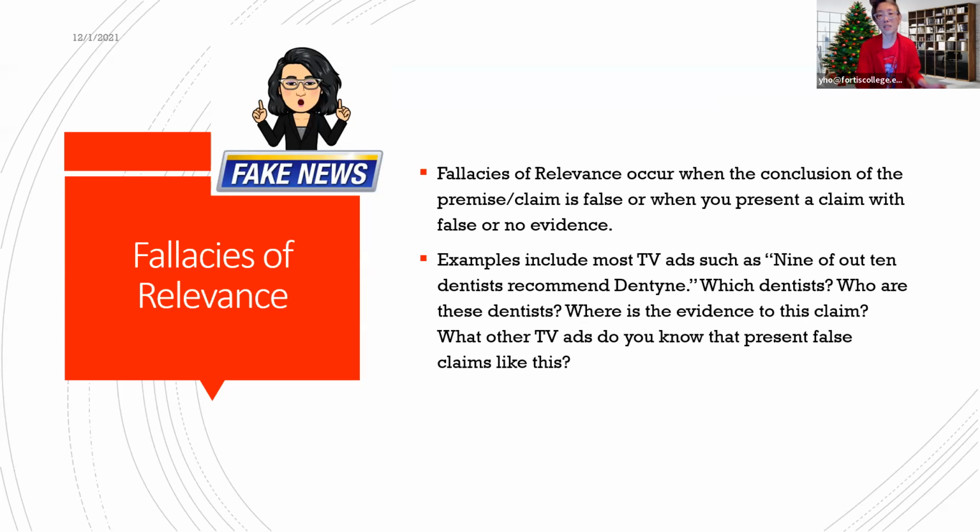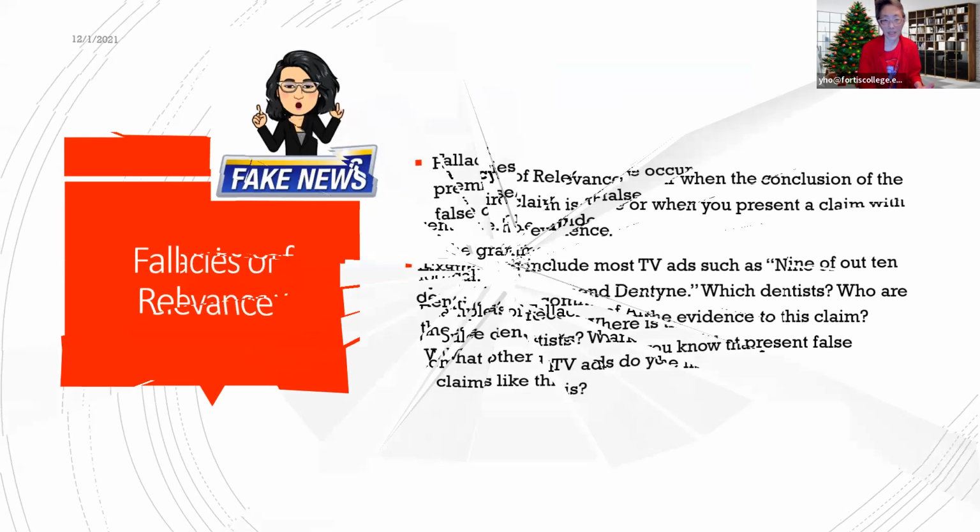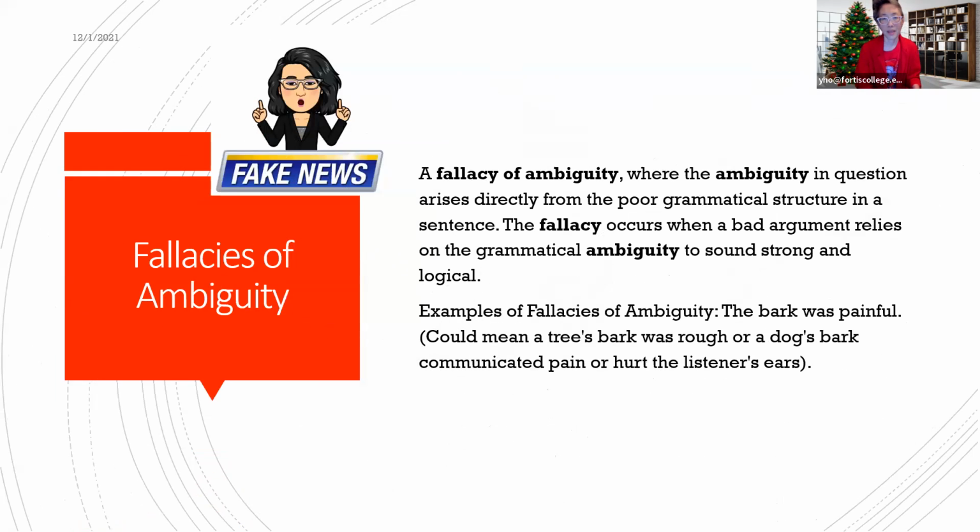When Prevagen, they say Prevagen is known to improve memory, better brain, better life. Who says? Who's the doctor? Where's the research? Okay, and so that's known as a fallacy of relevance, is when you present a claim with no evidence. That's TV ads, all of them.